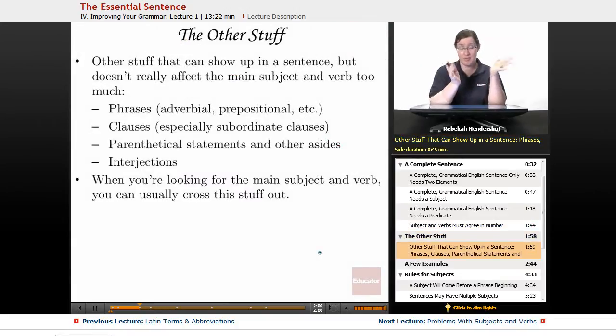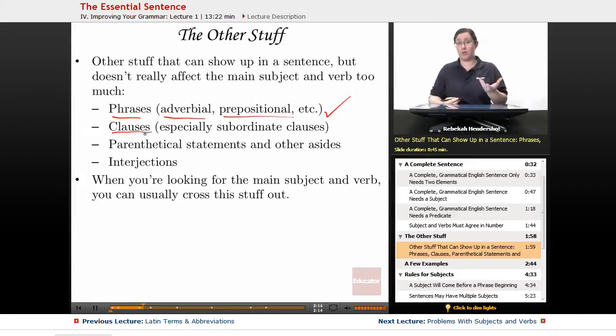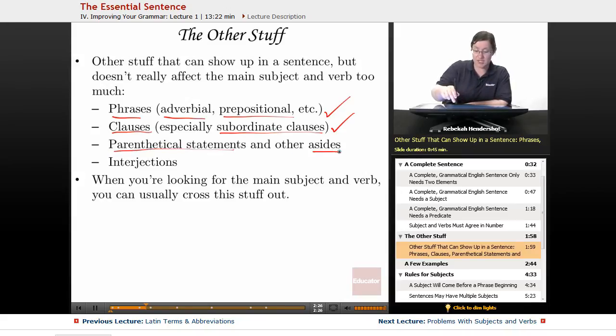Alright. Other stuff that shows up in English sentences. Other stuff that can show up in a sentence but doesn't really affect the main subject and verb too much includes phrases. That includes adverbial phrases, prepositional phrases, and so on. Clauses, which are, a phrase is a group of words. A clause is a group of words that contains its own subject and verb, and we have entire lessons on those. Subordinate clauses tend to pop up in this sort of thing. Parenthetical statements and other asides. And interjections like ouch and hey. So all this stuff can show up in a sentence, but they're not really part of the essential nature of the sentence. So when you're looking for the main subject and verb, you can usually cross this stuff out.